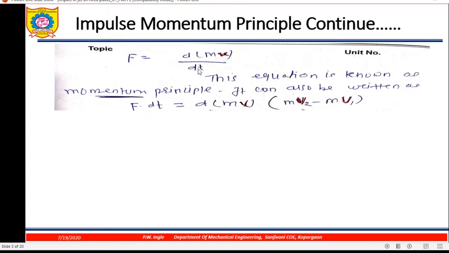Okay. Now if you shift this dt to the right hand side, you are getting F dt equal to d of mv. So this F dt is nothing but impulse, and this d of mv is nothing but momentum, that is mv2 minus mv1, because m is constant. Okay, mass remains the same. So this equation is nothing but the impulse momentum principle, and this impulse momentum principle you have to apply to various turbo machines.